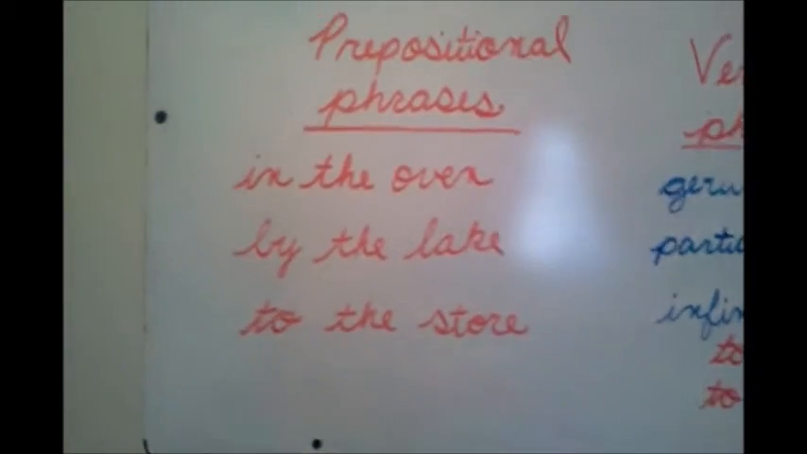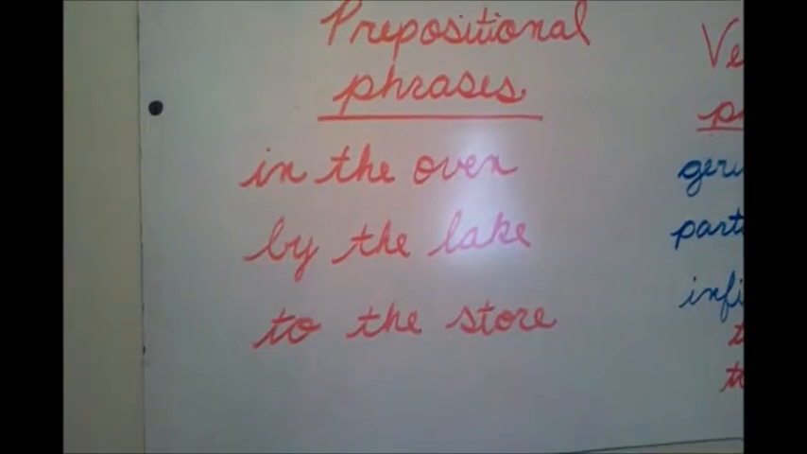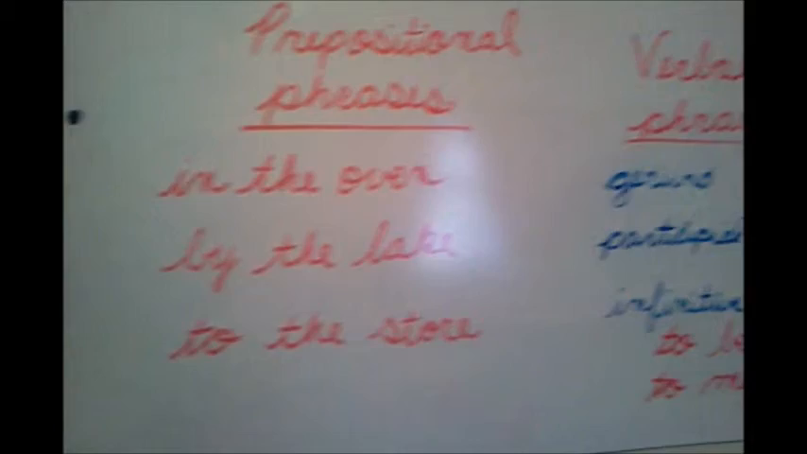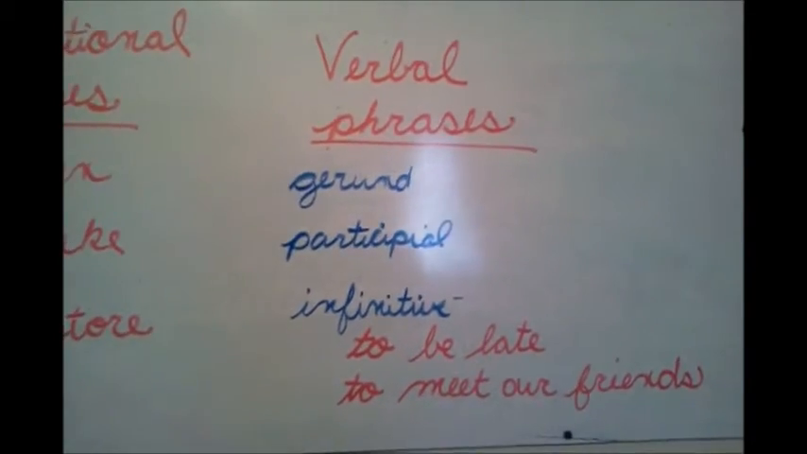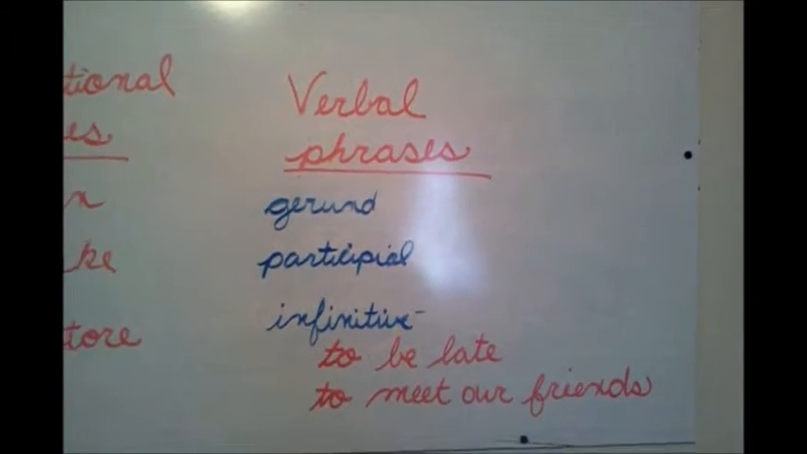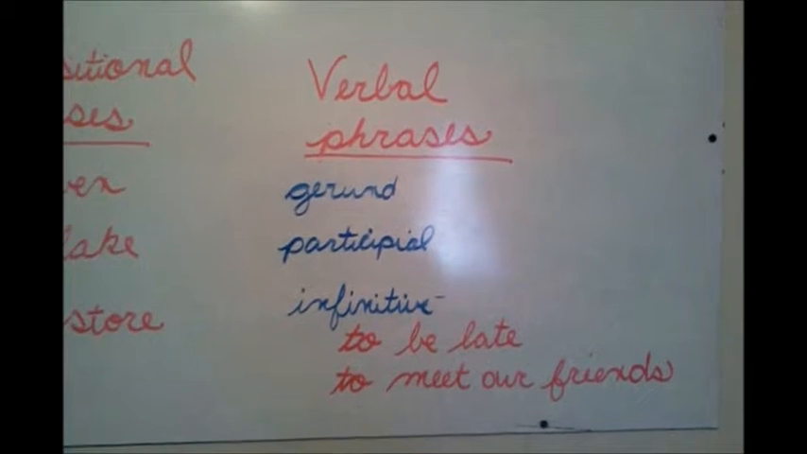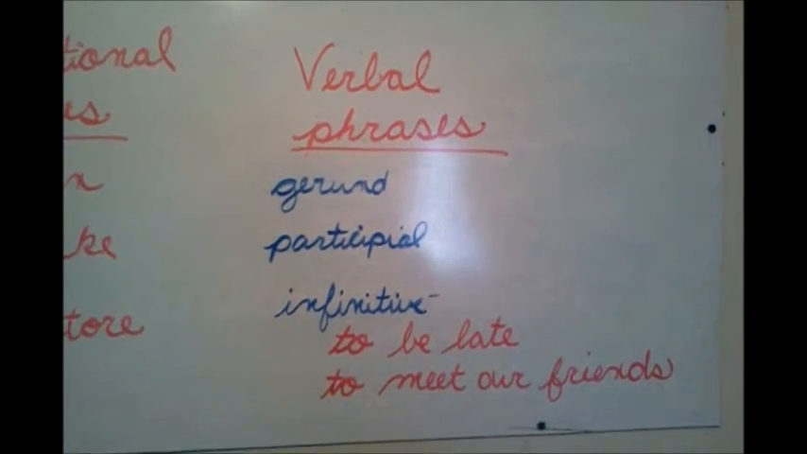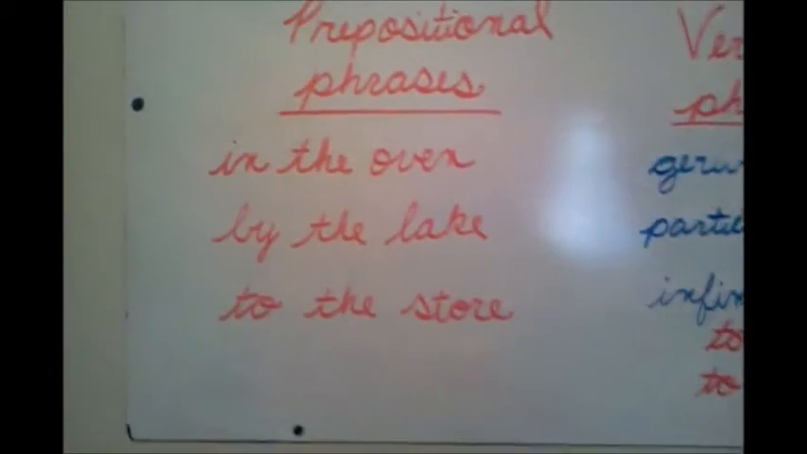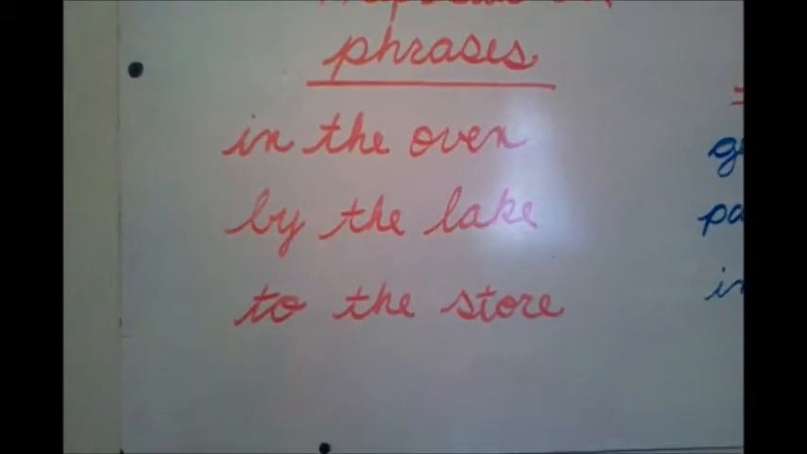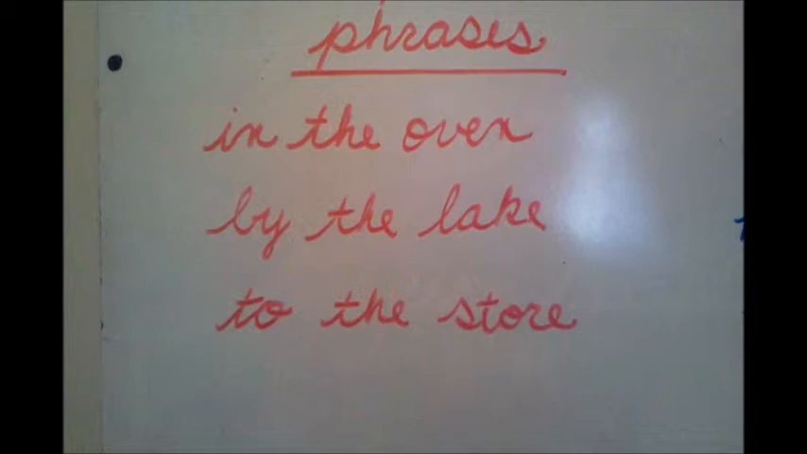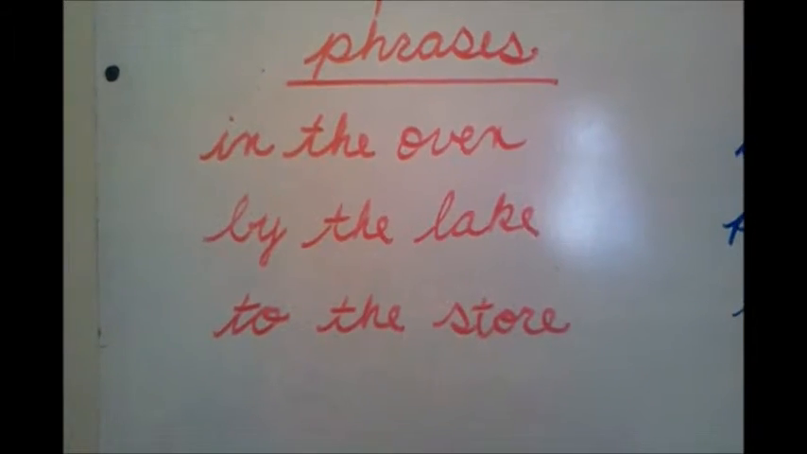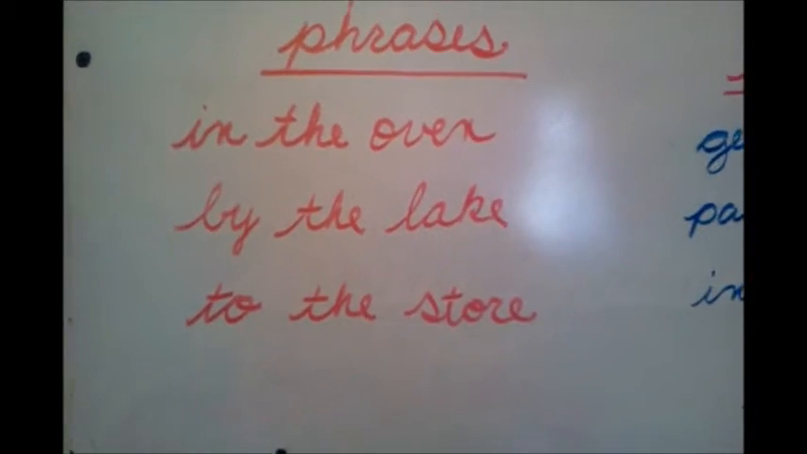So what's the difference then between prepositional phrases that begin with to, like to the store, and infinitive phrases that begin with to, like to meet our friends? The infinitive phrase has a verb after it: to be, to meet. The preposition does not have a verb after it. It has a noun and then any modifiers before the noun.